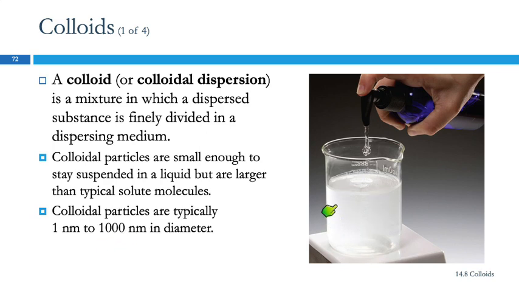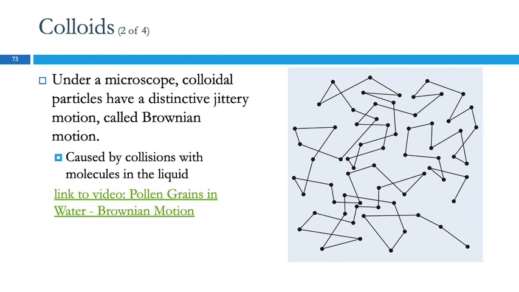And the result of that is a colloidal dispersion will appear cloudy, because the particles that are suspended in there are large enough to affect the light transmission. If you look under a microscope, you can see the colloidal particles moving. It's called Brownian motion. It's caused by collisions with molecules in the liquid.